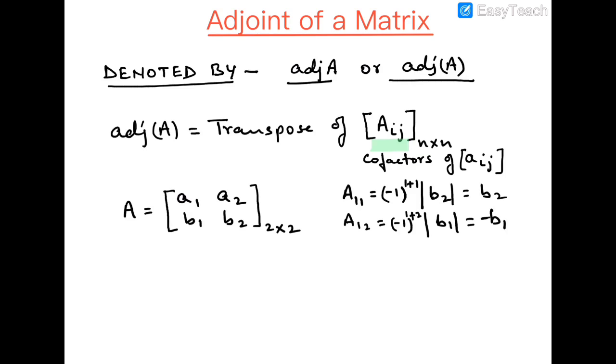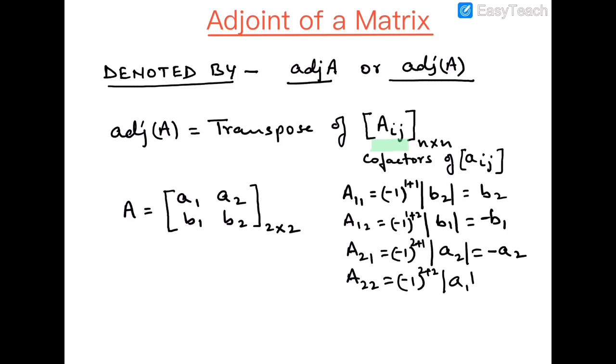Now the cofactor for B1, which is in the second row and first column, is (-1) to the power 2 plus 1, and if we eliminate the second row and first column, A2 is left, which will give us -A2. And the cofactor for B2, which is in the second row and second column, is (-1) to the power 2 plus 2, and if we eliminate the second row and second column, A1 is left, so it will give us A1.